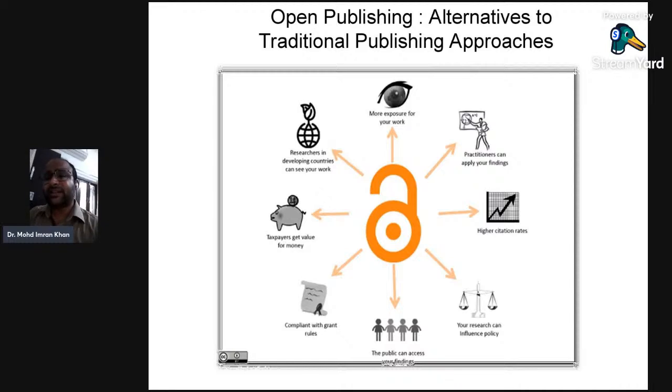If we look at the traditional publishing approaches, we can see that open access work gives more exposure to your work. You will receive more citations to your work. Practitioners can apply your findings, and your findings can be used by other researchers. High citation rates, as I told you earlier, and researchers in developing countries can see your work, the public can access your work, and your research can influence the policymakers also. So this is all what we can see is the impact of open research versus intellectual property rights.